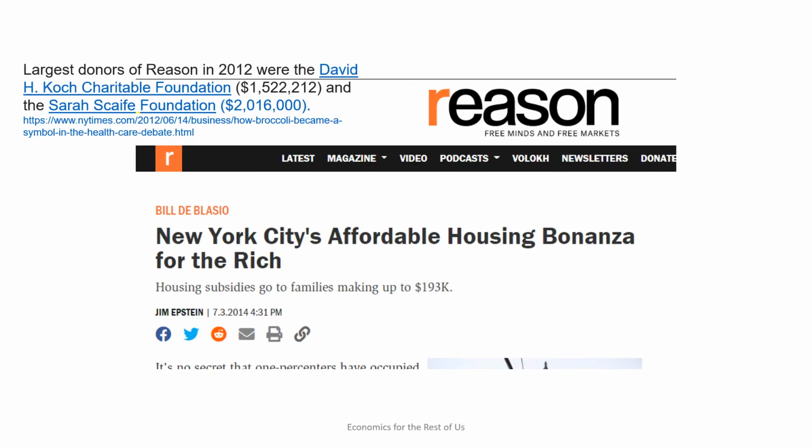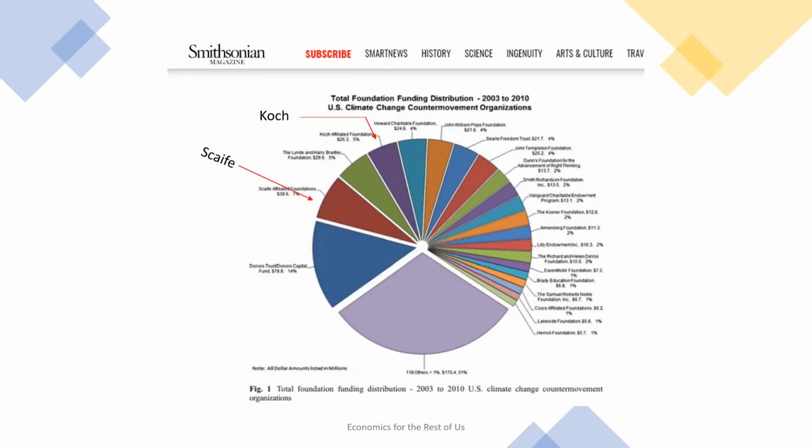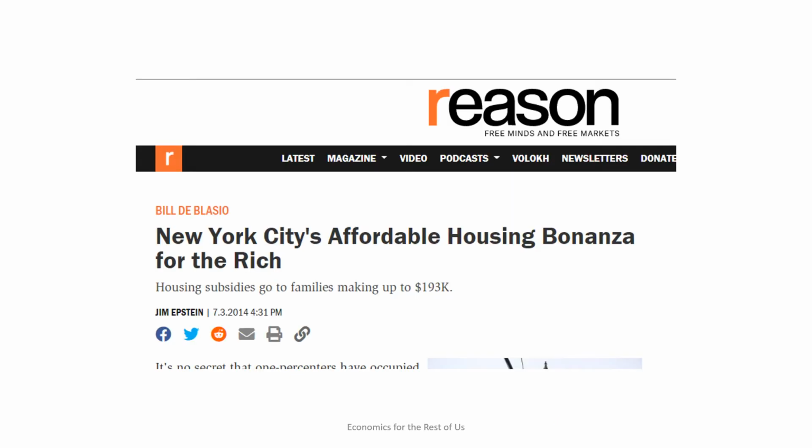Rent control in New York City is the target of organizations like the Reason Foundation that is financed by the Sarah Scaife and the Koch foundations. Both are major contributors to the climate change denial movement and campaigners against government regulation. Reason claims that rent-controlled apartments go to the rich, so let's check whether the claim is true.